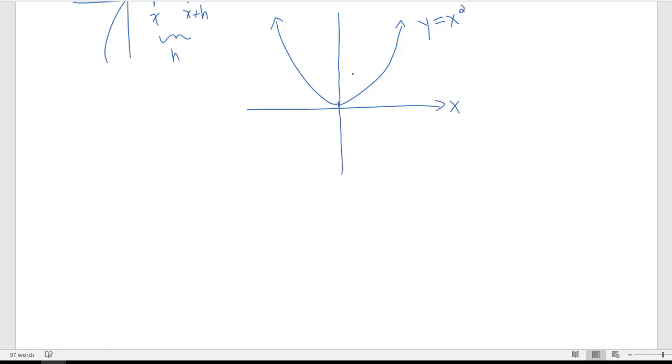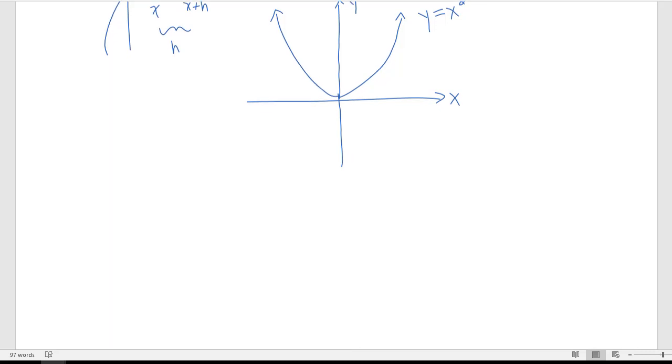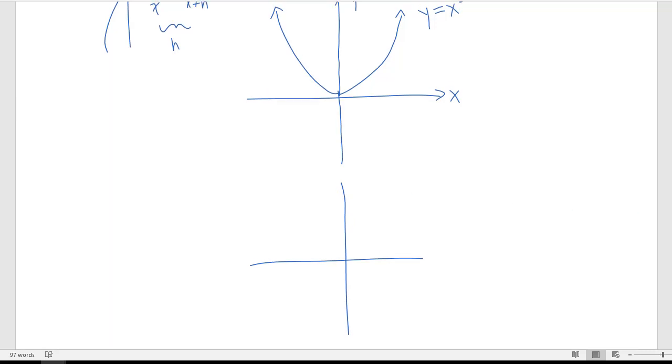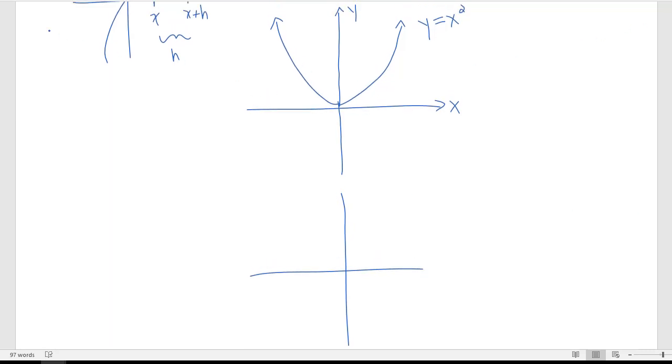So here's my x-axis and here's my y-axis. And what I want to do is below this, I want to put another coordinate grid and draw the graph of the derivative. Let me be a little bit more specific here. If this is the graph of f of x, what we're doing is plotting the graph f prime of x for any x value here. All right, so here's our graph of f of x.